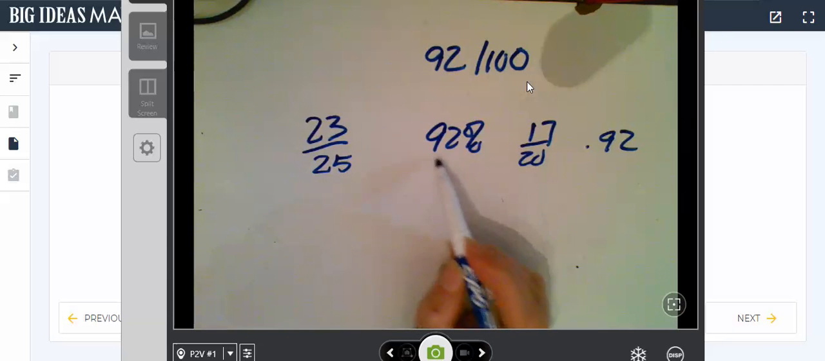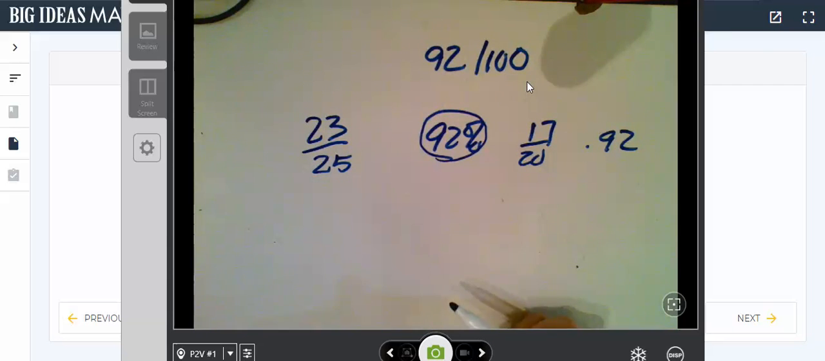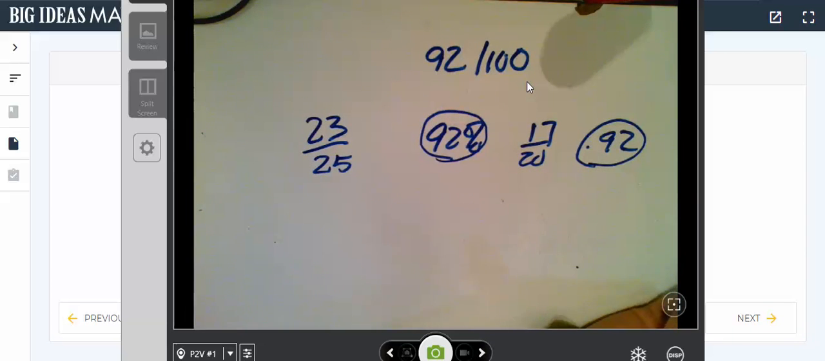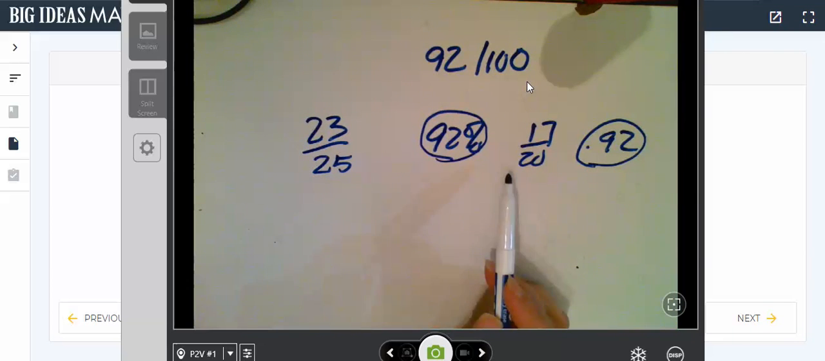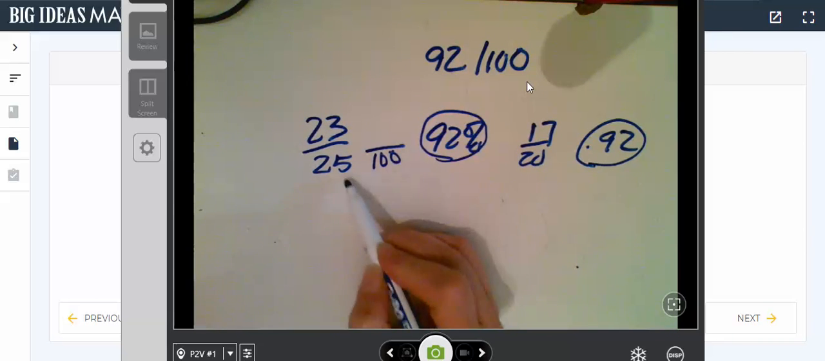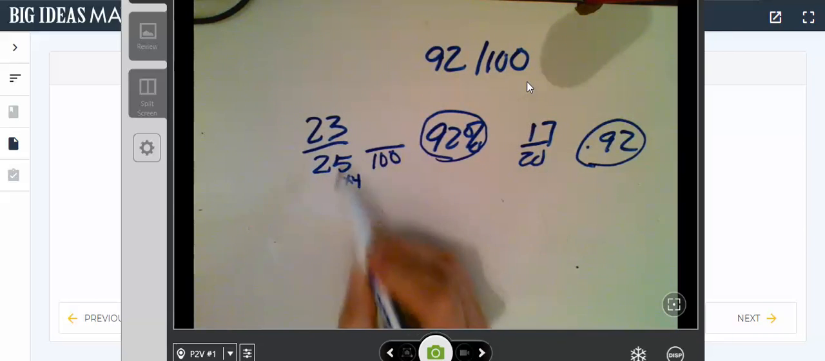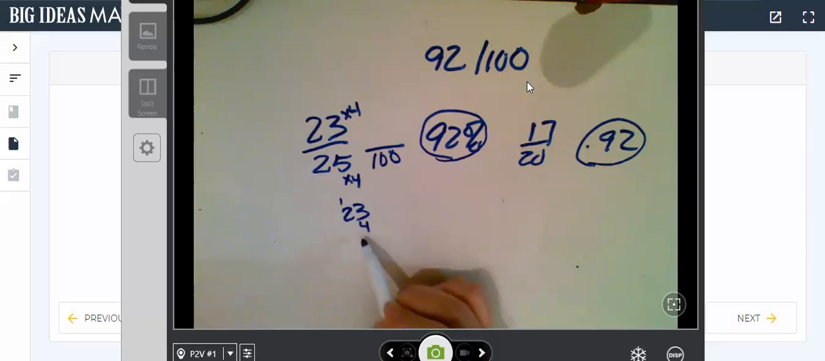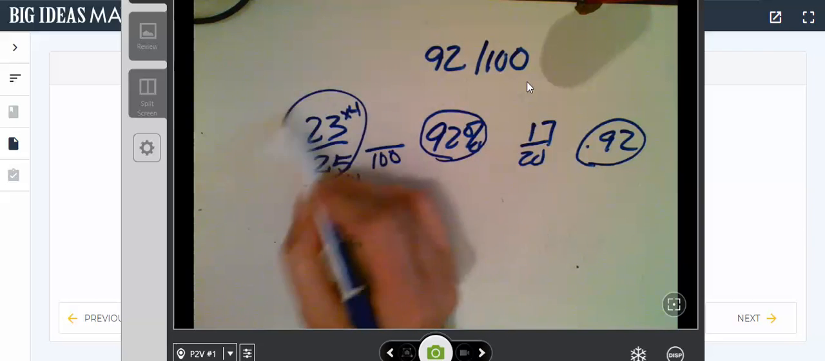Well, this one for sure is, so we're not going to cross that one out. This one for sure is, so we're not going to cross that one out. So we have to decide between these two. Well, if I want to make this out of 100, I'd have to times this by 4, which means I have to times this by 4. So 23 times 4 is 92. So this one also is 92.